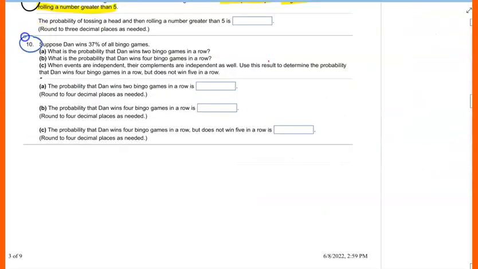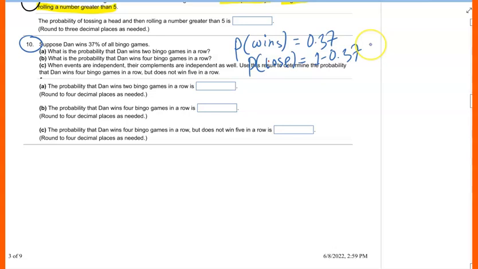Question number 10. Suppose Dan wins 37% of all bingo games. In other words, the probability of Dan winning a bingo game is 0.37. What do you think is the probability that he is going to lose the bingo game? 1 minus 0.37 is the complement. Lose is the complement of win, which is 0.63.